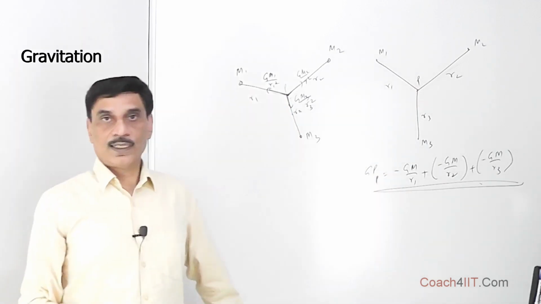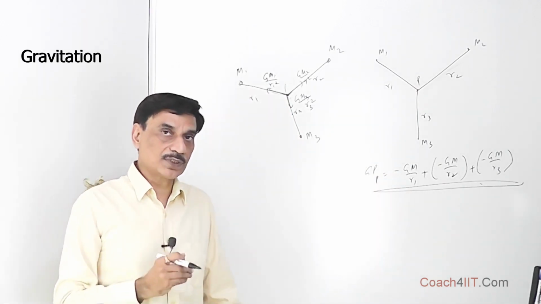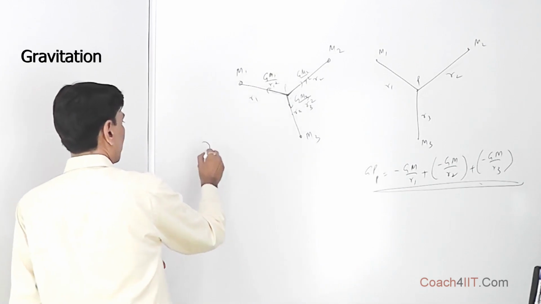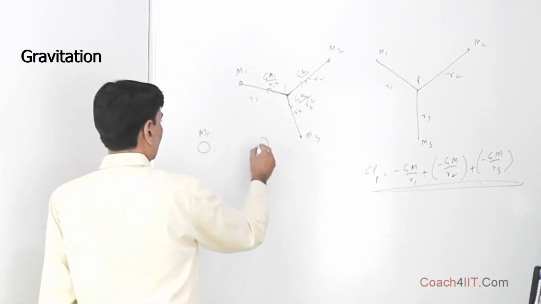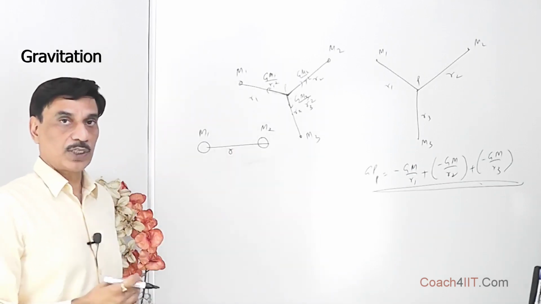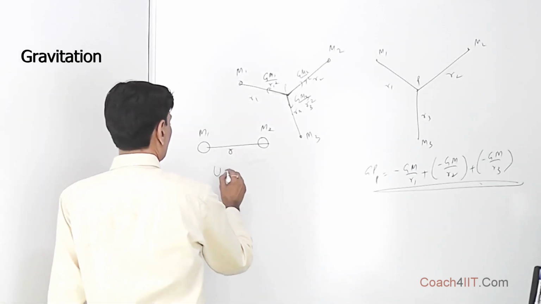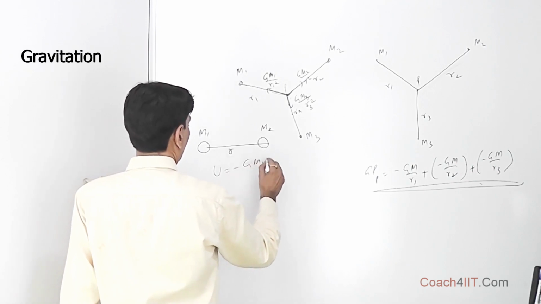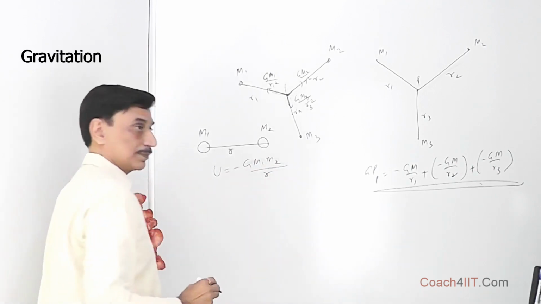Now if we talk about the gravitational potential energy of the system, let's say we have two bodies. One is of mass m1 and the other has mass m2, separated by distance r. So the gravitational potential energy of this system is going to be minus Gm1m2 upon r.